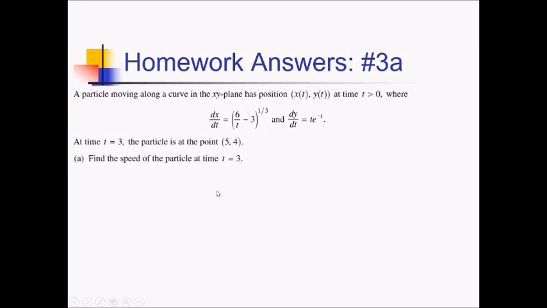Well, for speed, you basically need to take your velocity components, plug in 3, square those, add them together, and square root it. So basically Pythagorean theorem of all that. So we have the square root of x prime of 3 squared plus y prime of 3 squared. All of that being square rooted now, and these things added together. So we're just going to do this on the calculator.